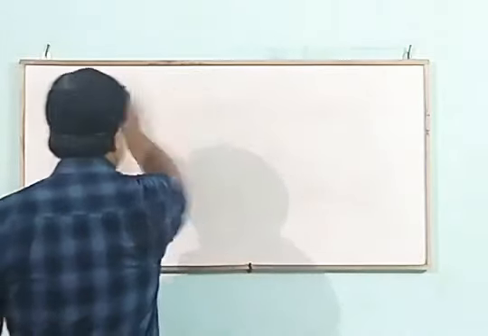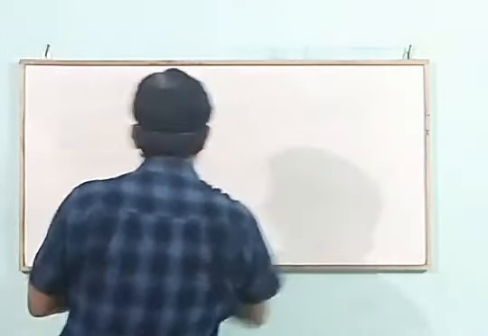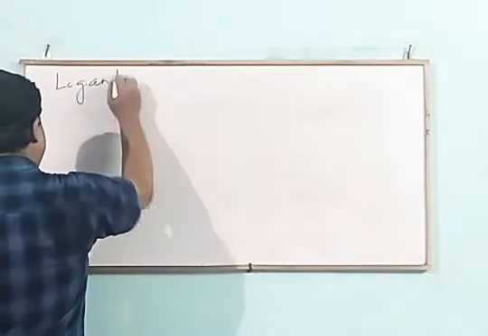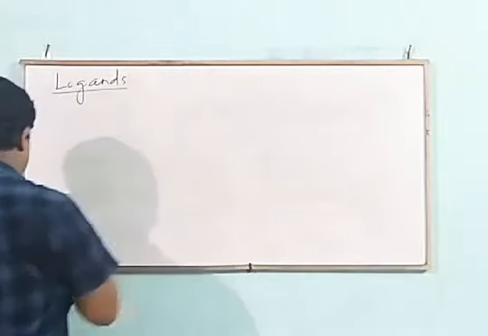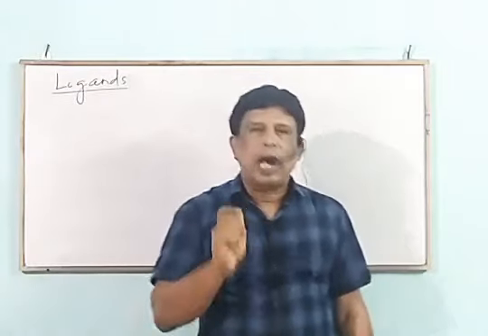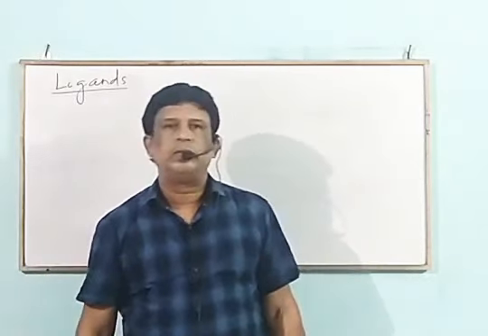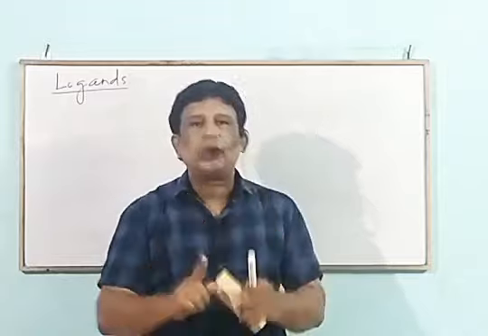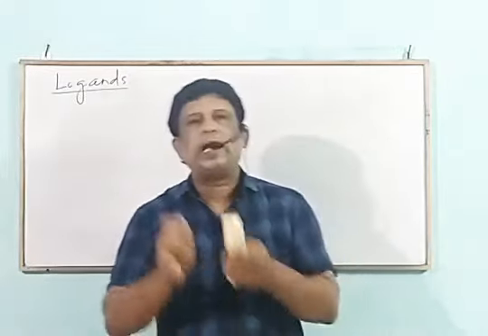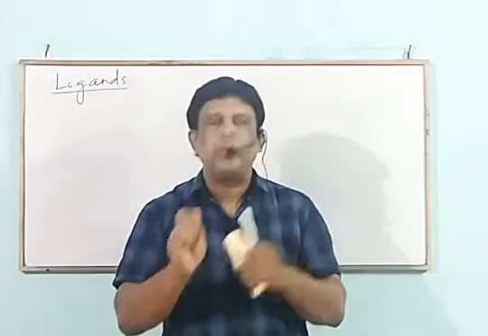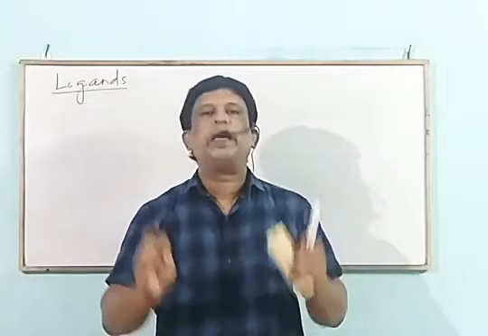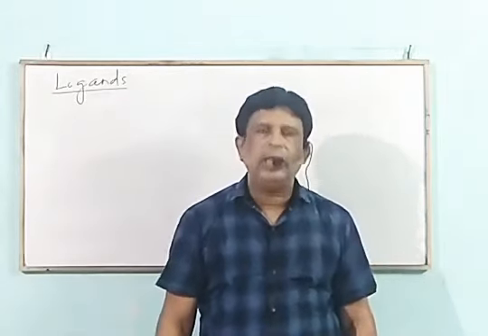Next we discuss the next term, which is ligands. What do you mean by ligands? The atom, ion or molecules which are electron-rich species and at least donate a pair of electrons to the central metal ion by the formation of a covalent bond, forming a complex, is known as a ligand.